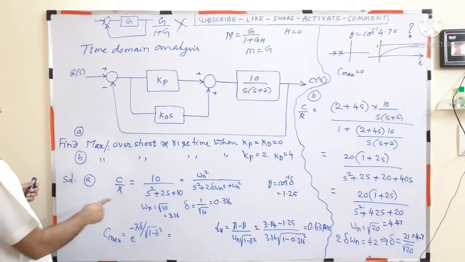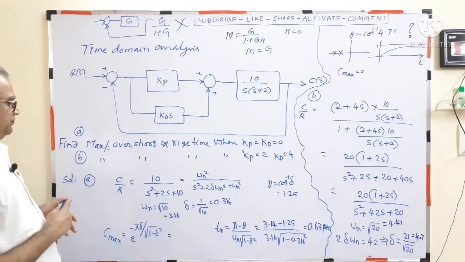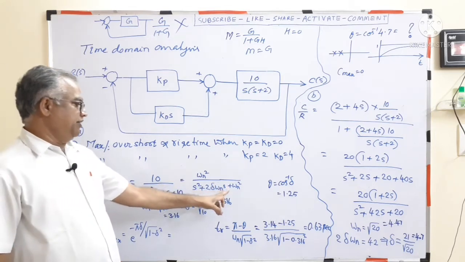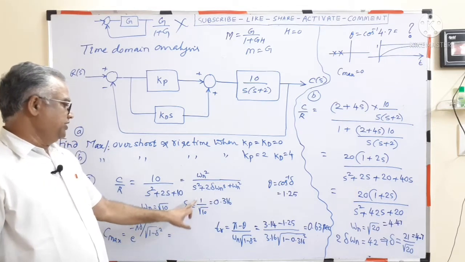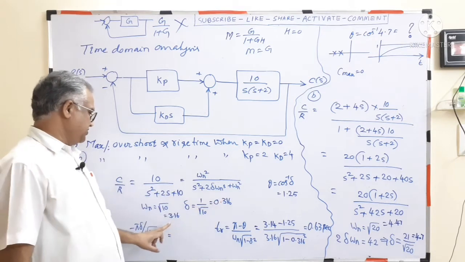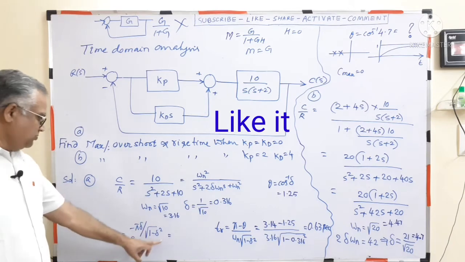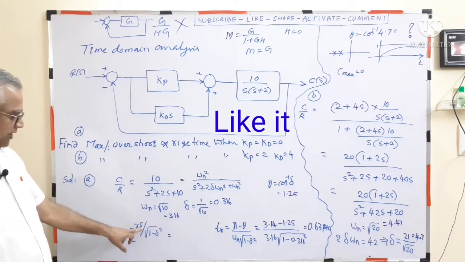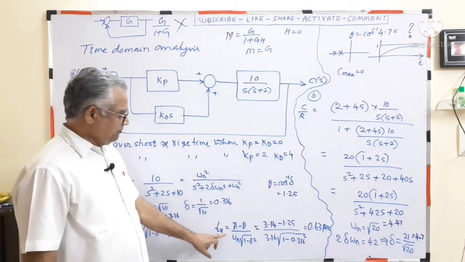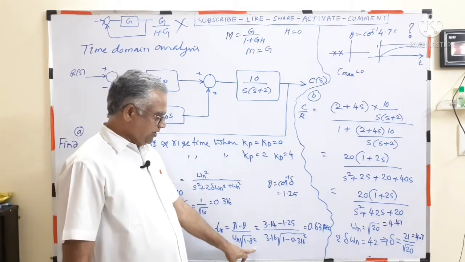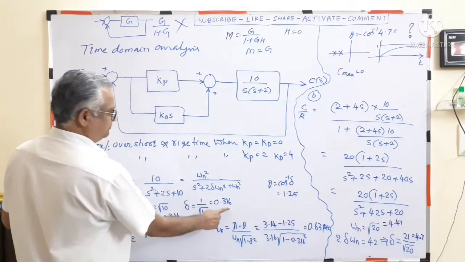So what is that? C by R is 10 by S square plus 2S plus 10. You compare this with the standard form. So omega n will be root 10, which is 3.16. Delta is 1 by root 10, so 0.316. And this is the maximum overshoot formula: e power minus pi delta by root of 1 minus delta square. Rise time is pi minus theta by omega n root of 1 minus delta square. But theta is cos inverse delta.